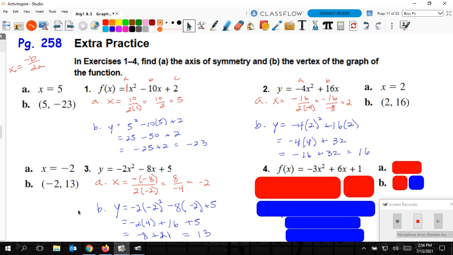All right, so go ahead and pause the video at this point. Now that I've done 3 of them for you, try number 4 on your own. See if you can find the axis of symmetry and the vertex on your own, and then play the video just to check your answers.